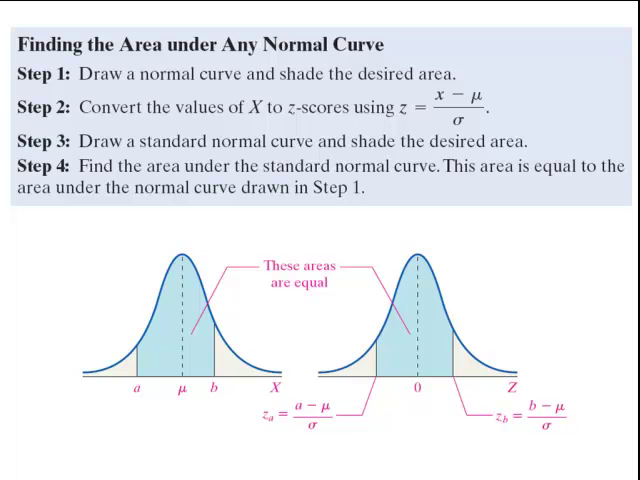Number 3. Draw a standard normal curve and shade in the desired area. Step number 4. Find the area under the standard normal curve by using table 5. This area is equal to the area under the normal curve drawn in step 1. Let's look at an example.